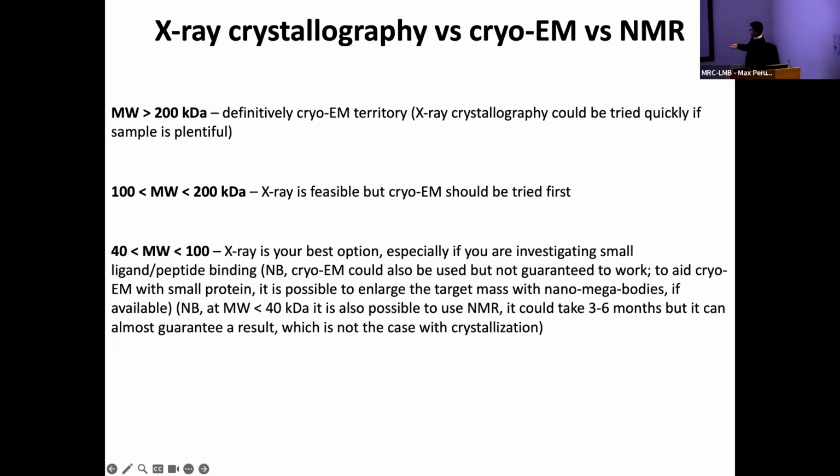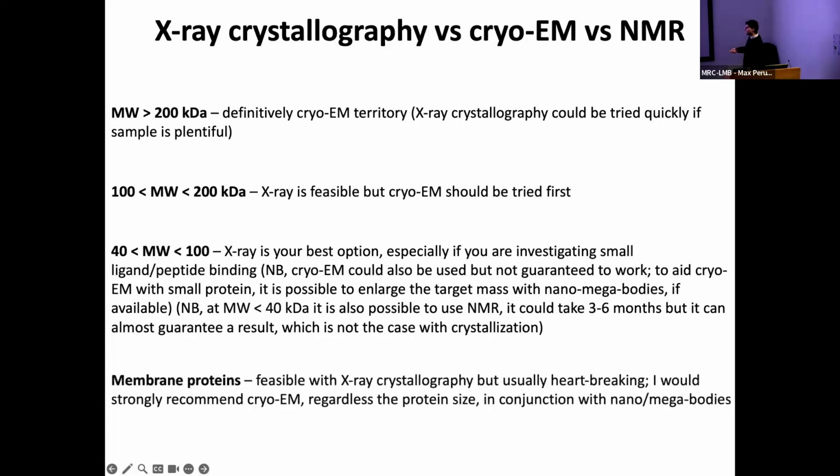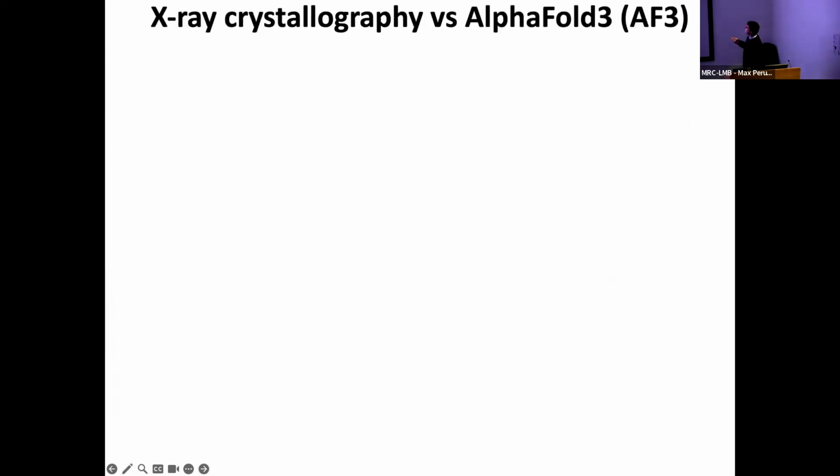As I said, if it cannot be crystallized, it's too small for EM, and even using megabodies or nanobodies is not going to help. You can always try NMR, which will take 3 to 6 months, but you will be guaranteed a result, for small, very small proteins. For membrane proteins, I suggest going to cryo-EM because they usually don't diffract very well.